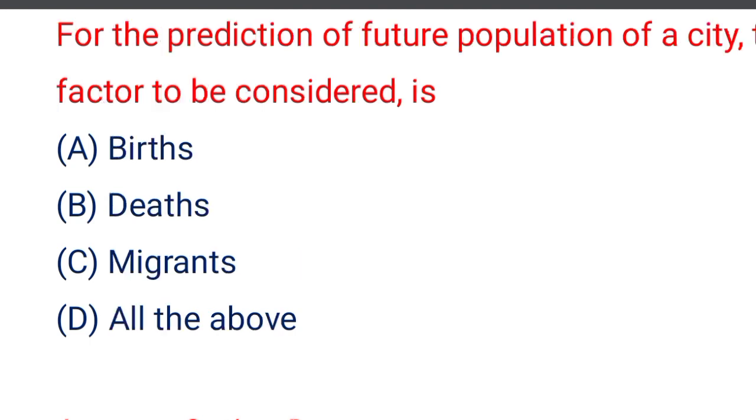Next question, for the prediction of future population of the city, the factor to be considered is option A birth, option B death, option C migrants, option D all the above. So the correct answer is option D all the above. For the purpose of population forecasting, we can consider birth, death and migrants.